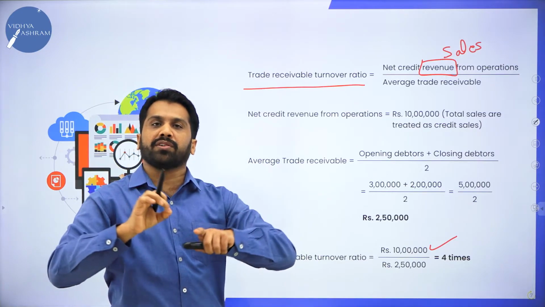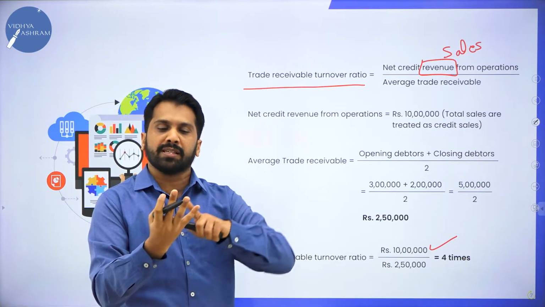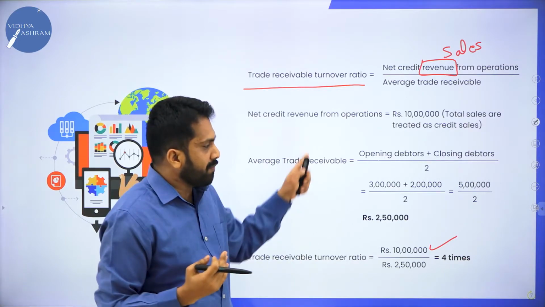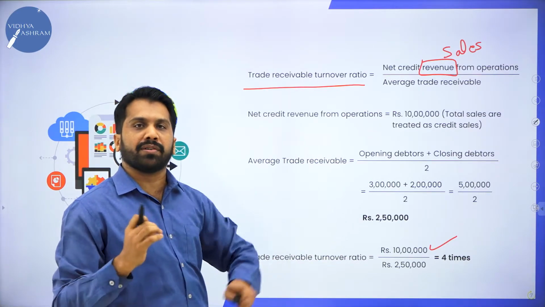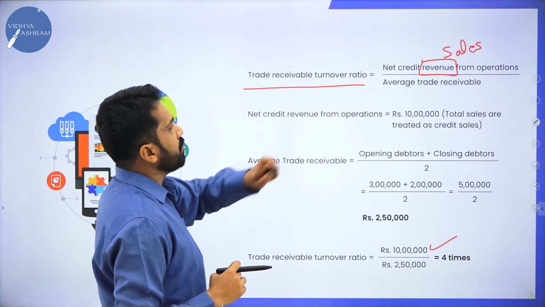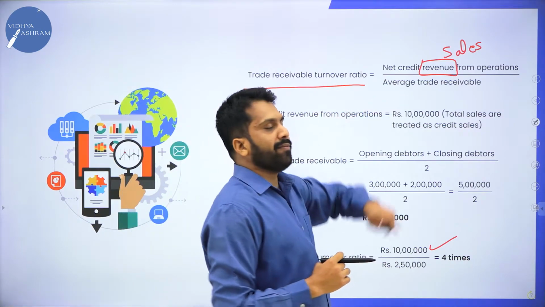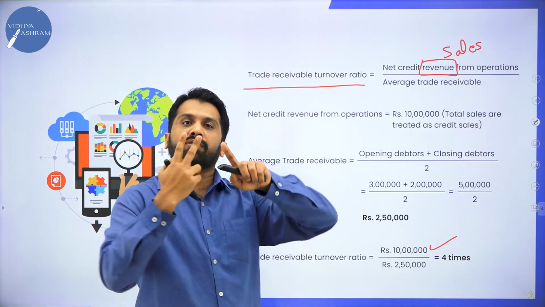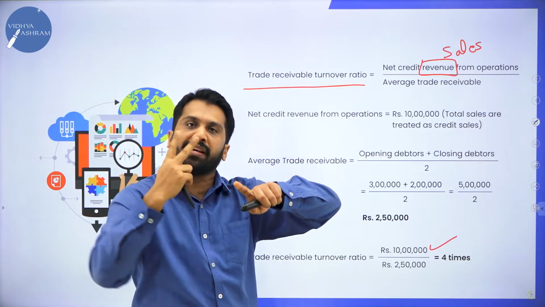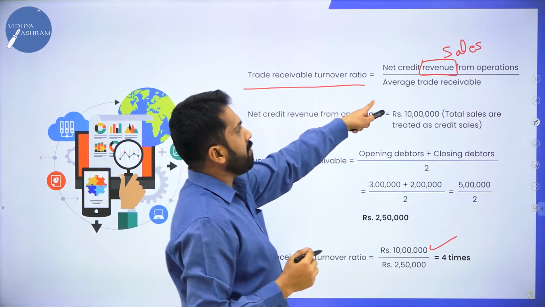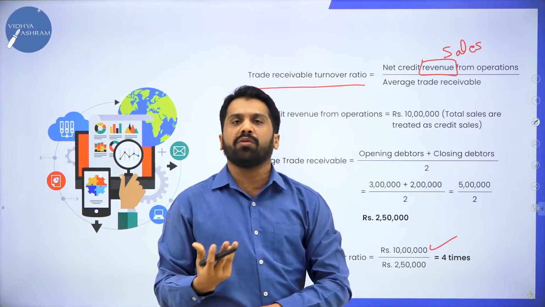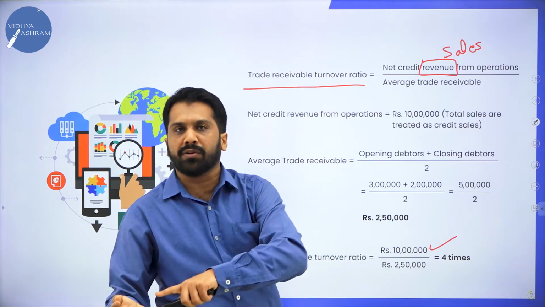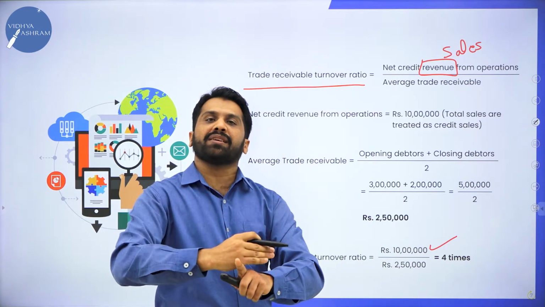Once you read your question, you have to remember a few things: gross profit, net profit, sales. Why? Because we use them everywhere. Okay. Now, sales you got. Now, what is the average? Wherever you find average, remember, you have to take two things and divide by 2. Now, average trade receivable. How to get average? Take opening, take closing, total and divide by 2.